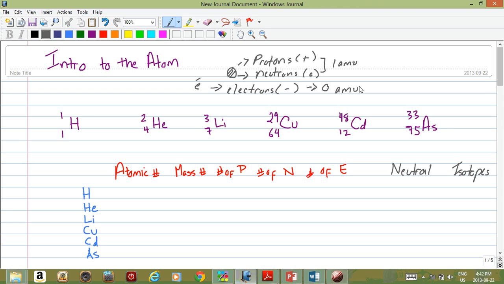Very, very light. So the electrons swirl around this dense core, and there's a lot of space between the electron and the nucleus, which contains the protons and neutrons.